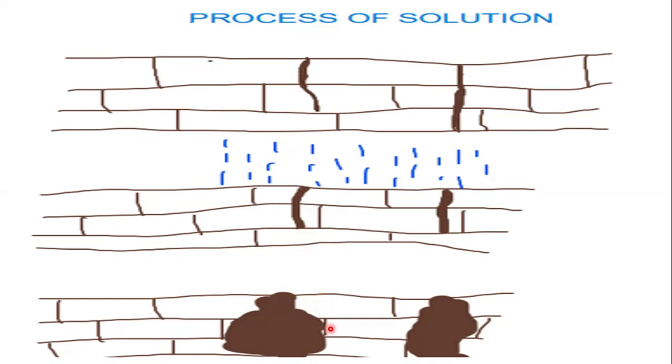Another process is corrosion. Corrosion dissolves certain rocks like gypsum and limestone, and the intensity of corrosion depends on the type of rock present.